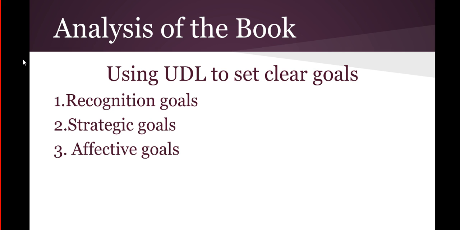Using UDL to set clear goals. Recognition goals. Standards that ask students to identify who, what, when, and where prioritize the learning of specific content. This is the domain of recognition networks. Examples of such standards include understands the genetic basis for transfer of biological characteristics from one generation to the next. Strategic goals. Standards that ask students to learn how to do something emphasize skills and strategies. The provenance of strategic networks. Examples of these standards include demonstrates competence in the general skills for reading a variety of literary texts.